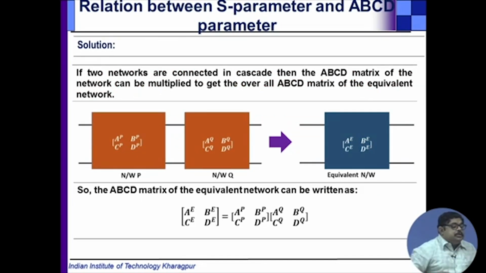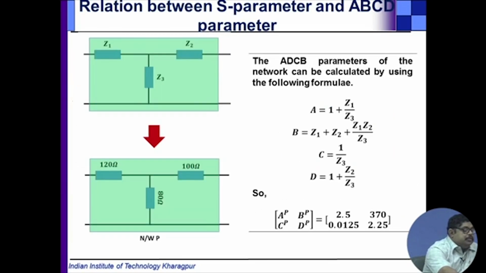Since this is a cascade of two networks, it is easier to convert to ABCD matrix, and the ABCD matrix of an equivalent network can be written like this. So, ABCD parameters of a T network. You can easily find this out, this is BTech level knowledge. Then the first network, the T network, you can find the ABCD matrix to be this.